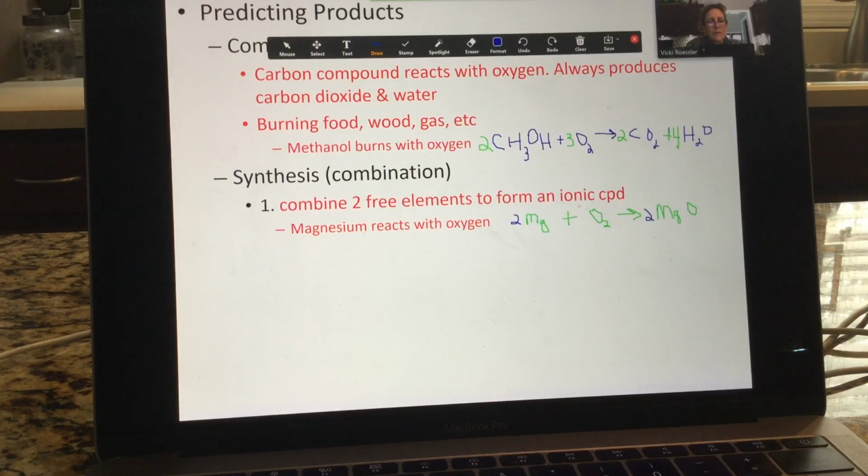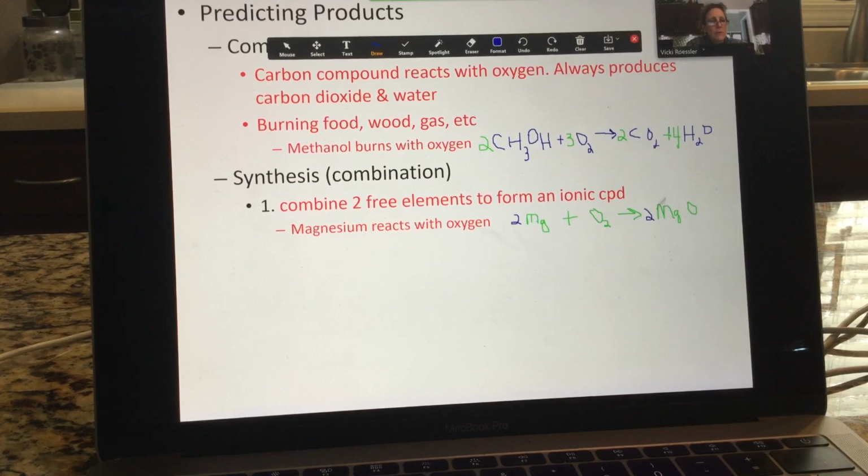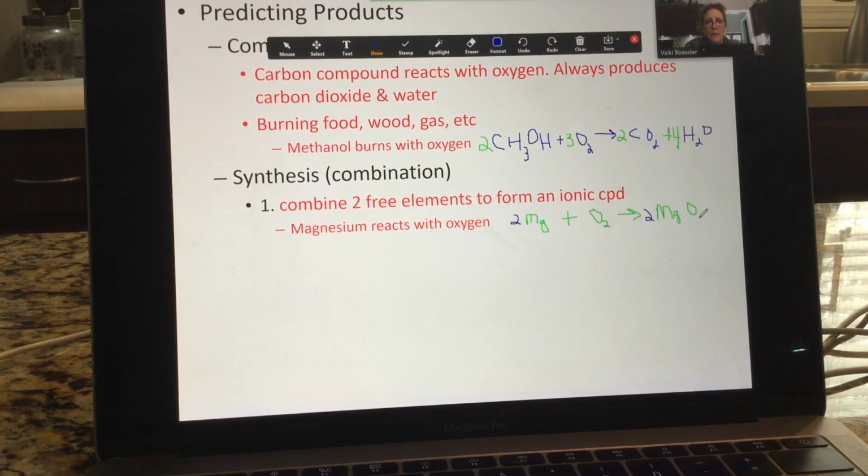Okay, so we have 2 individual elements. They're just going to combine into an ionic compound, which we always write the metal or the positive ion first, and crisscross our charges. In this case, our charges cancel. Okay, so that's our one product that makes this a synthesis reaction.